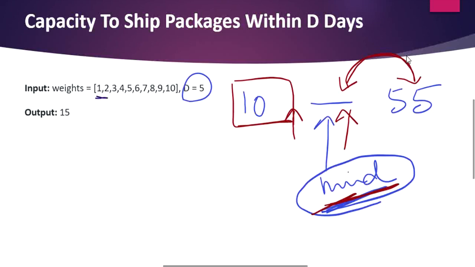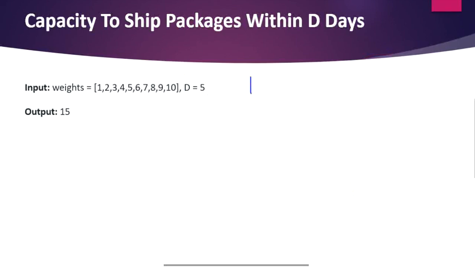So let's go for a dry run and then get into our code. The minimum weight or the lower limit is going to be 10 and the upper limit is going to be 55. First we are going to check the mid value, that is 32, and whether using 32 we can ship all the items within 5 days.